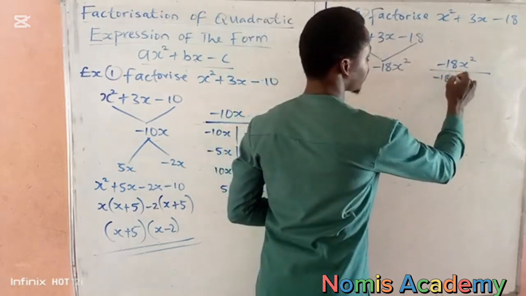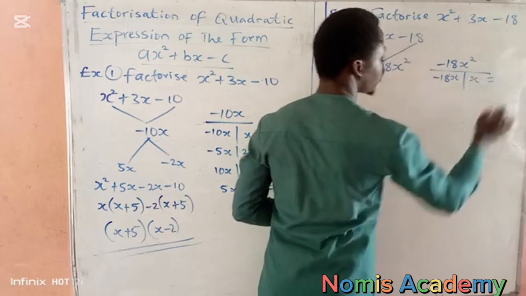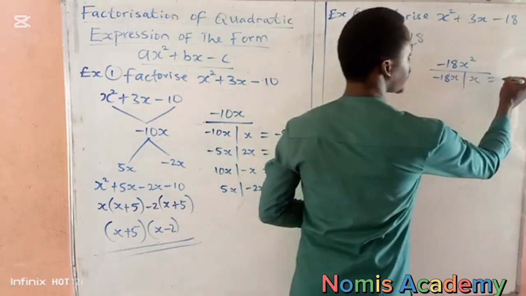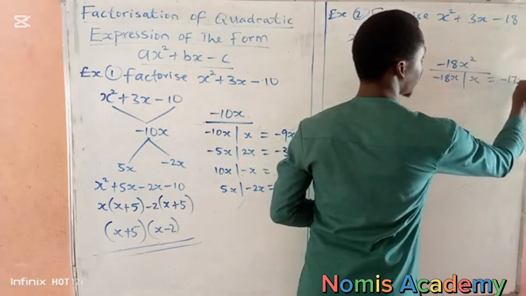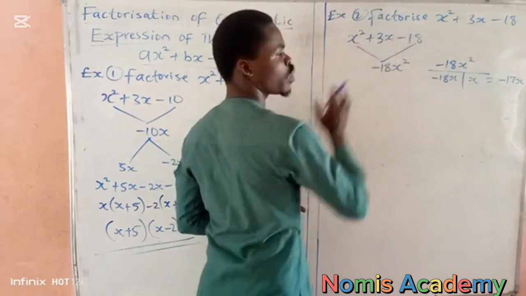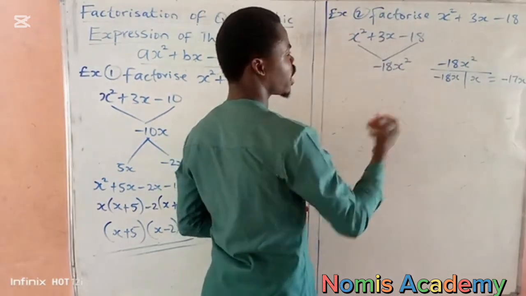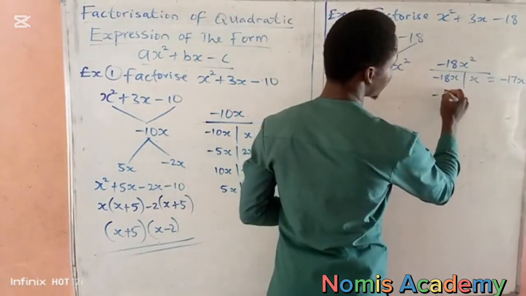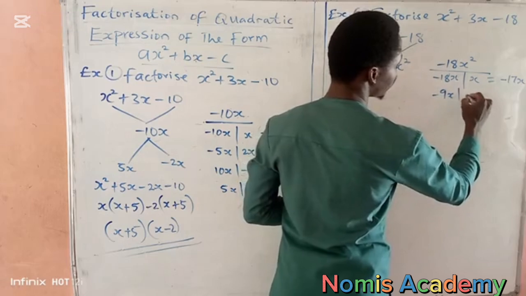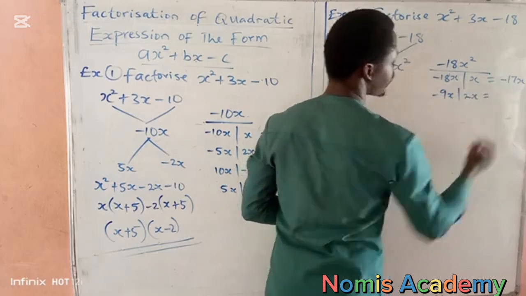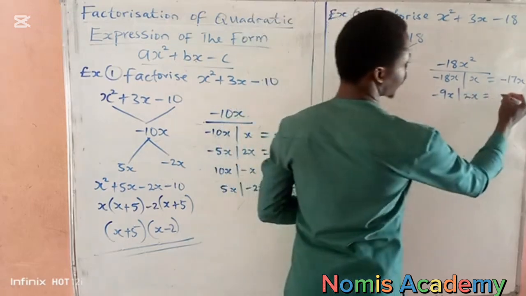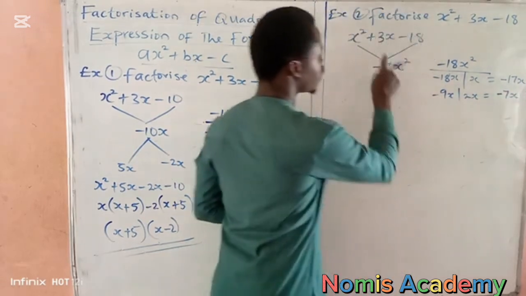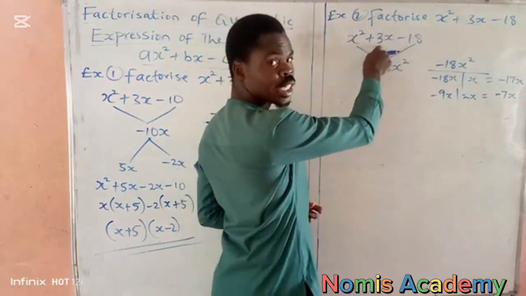Minus 18x and x, which is the product of this. Now the sum will be what? Minus 17x. Different from what we have here. So we go for that to get other factors. Then we have minus 9x and 2x. And that will give us what? That will give us minus 7x. Different from what we are looking for here.